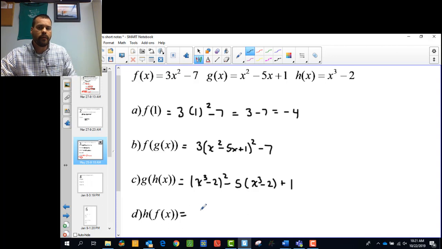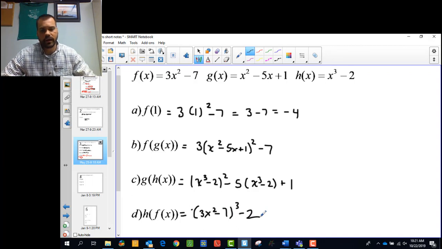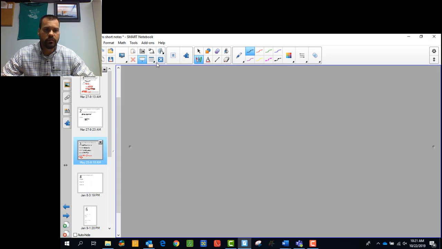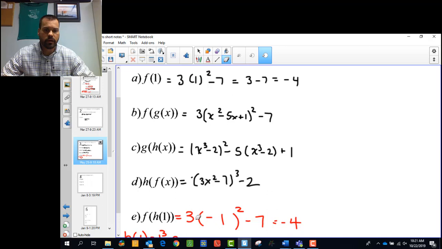So if I have h of f of x, then I'm going to take h, which is my x cubed minus 2, and I'm going to replace the x with f, and f is 3x squared minus 7, so it becomes this. Typically, we're not going to simplify things that are higher than 2. We're not going to do anything more than squared. So if you have cubed or something like that, you can just leave it alone.